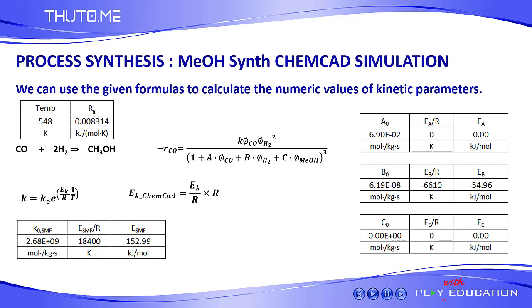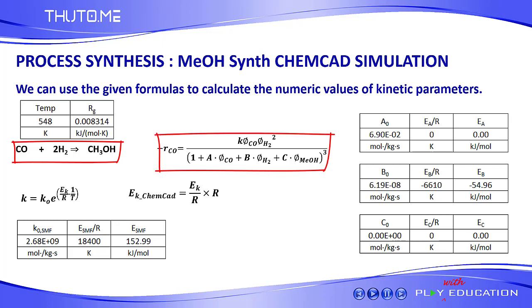Before we proceed with implementation of these kinetics into Chemcad simulation, let's relook at the parameters that we need to enter into Chemcad. The reaction we're going to look at is going to be at this temperature, 548 Kelvin, and the gas constant we have put it as 0.008314 in the units kilojoule per mole per Kelvin. The forward reaction of methanol synthesis is 1 mole of carbon monoxide reacting with 2 moles of hydrogen to form 1 mole of methanol. The rate expression is given as the rate of consumption of carbon monoxide.